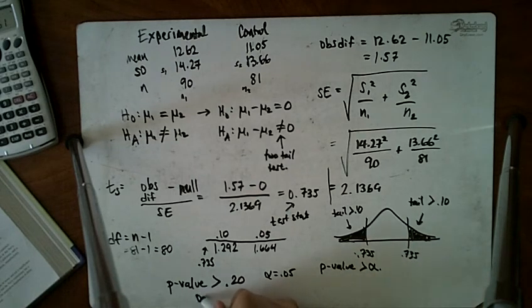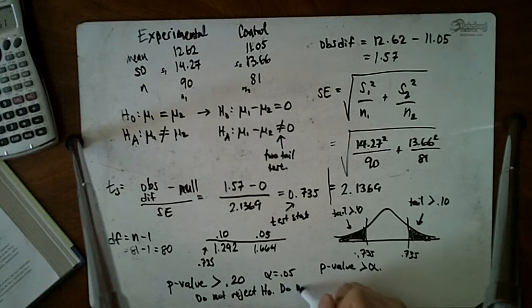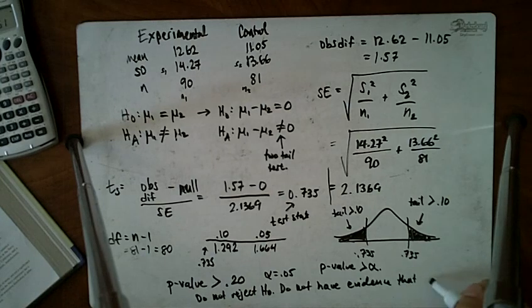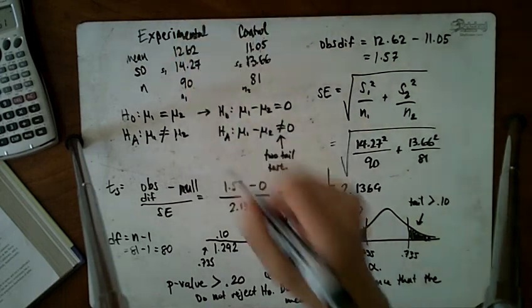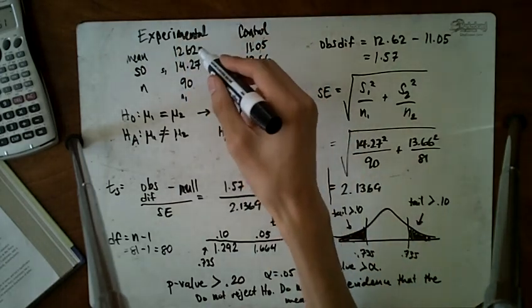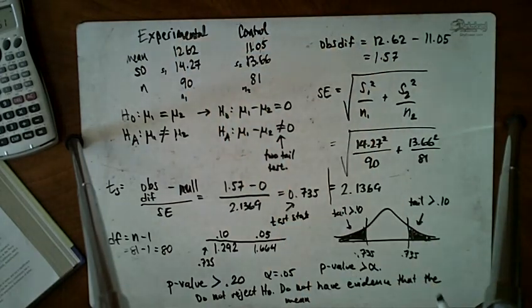That means I do not reject the null. That means we do not have evidence that the means are different. That the mean number of self-reported crimes for the experimental group and the mean number for the control group are, we don't have any evidence that the means are different.